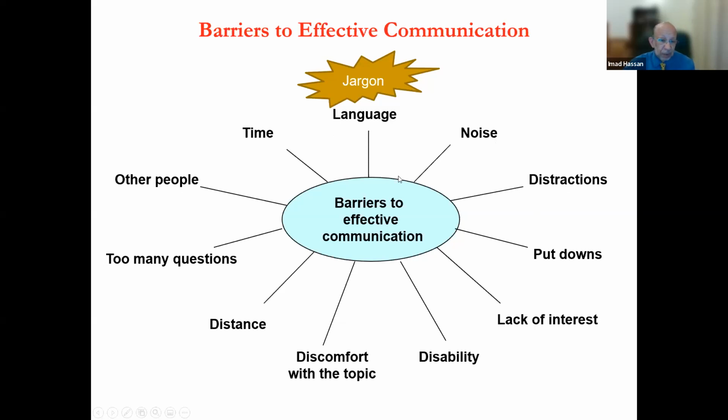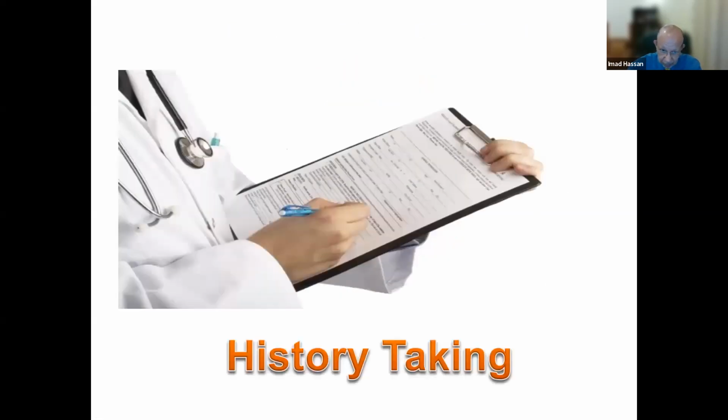Now, there are so many things, you know, distance, for example. When you communicate, you really have to sit facing the patient. The patient should not be sat across a table. A patient sitting across a table means that there is a distance between you. So you should really be sitting facing a patient without anything in the middle, right?